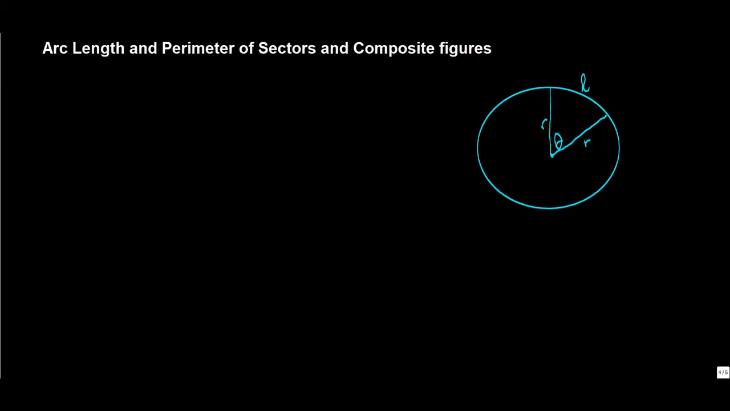Now the next thing we're going to look at is arc length and perimeter of sectors in composite figures. So the arc length of a figure is denoted by this fancy L over here. So essentially, an arc is a portion of the circumference. So in this image over here, you can see that the arc length is here, and it's part of this little sector made by these two radii.